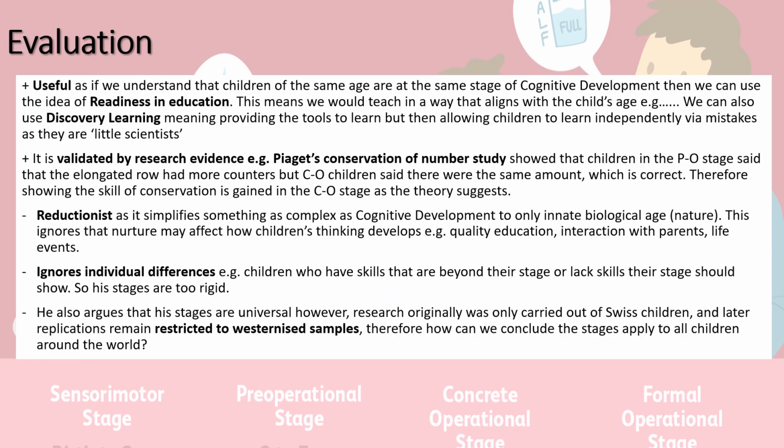So if we come on to evaluation, it's our usual sorts of points here. It's useful, because obviously if children are all the same age and at the same stage of cognitive development, that's how they're organised in education, aren't they? So the same ages are all grouped together. Then teachers can use the idea of readiness in education. This means that you would teach in a way that aligns with the child's age. So if I had a concrete operational child in front of me, I would ensure that I had concrete objects to allow them to learn. I wouldn't do anything like introduce algebra until they were 11 plus.